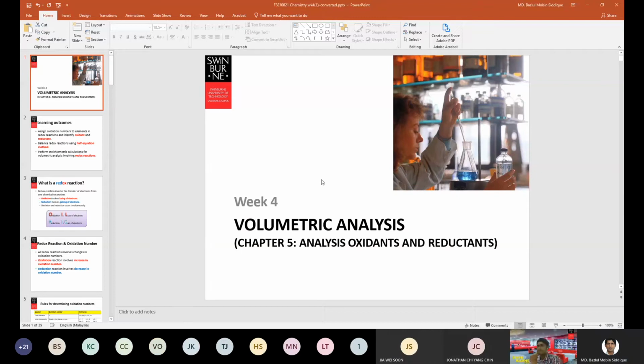All right. So, here it is. It will be a volumetric analysis, but it will involve an oxidation and a reduction reaction. In short, oxidation reduction is called a redox reaction. Today, I will talk about reduction, oxidation, reductant, oxidant, reduced, oxidized. So mainly these three terms.